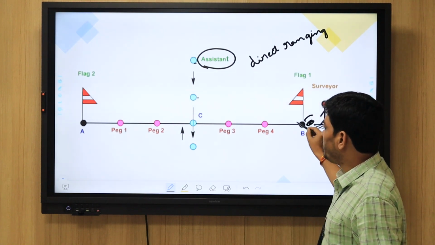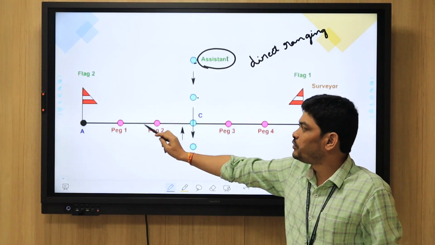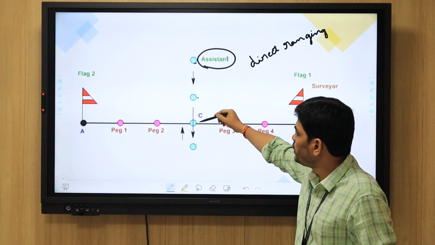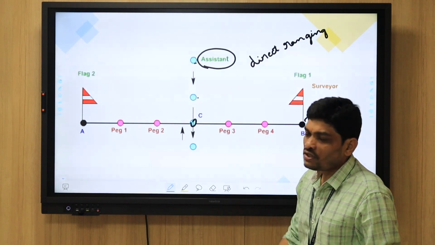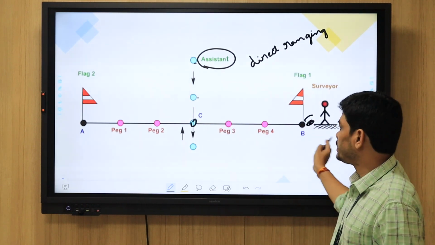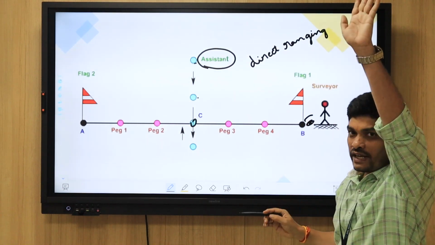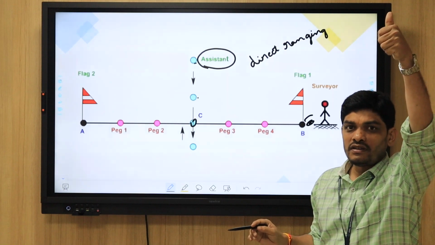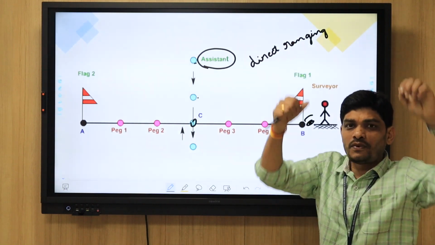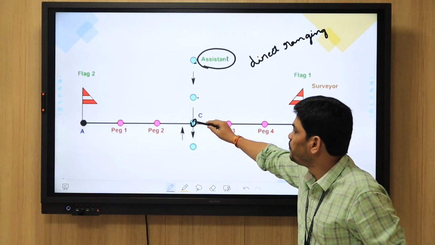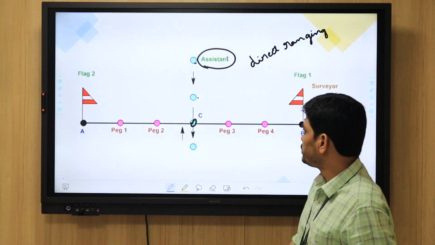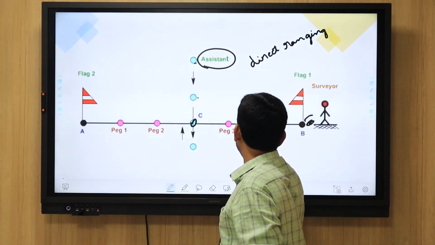With his eye, he will see this thing from here to there. If slowly he comes into this line, then he will tell him to stop, like this. This is a symbol for stop. Once it is completed, they will measure the distance from A to C, and from C to B.